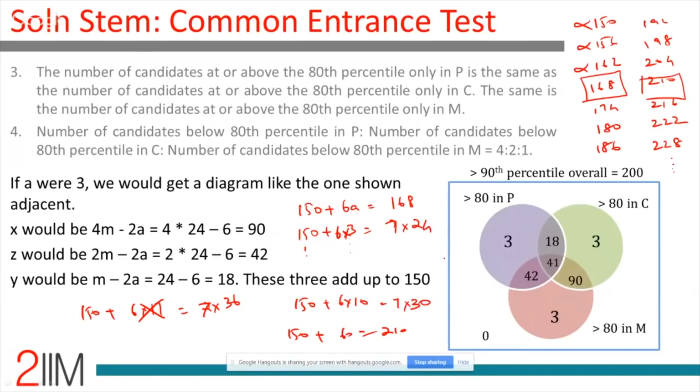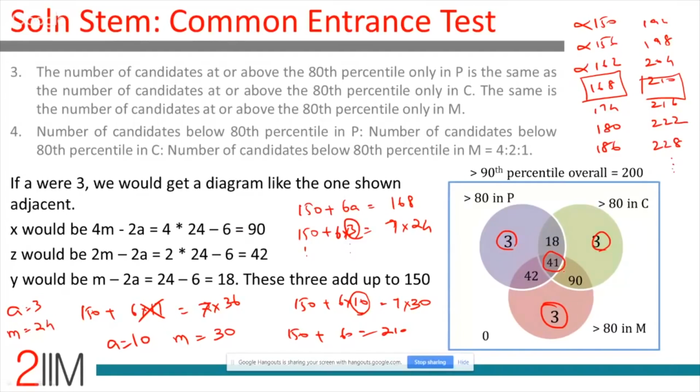So I have two possible values. A could be 3 or A could be 10. If A were 3, then M would be 24. If A were 10, then M would be 30. Either I have 3 and 24 or 10 and 30. I'm going to plug in 3. This is 3, this is 3, this is 3. The remaining would be 41.